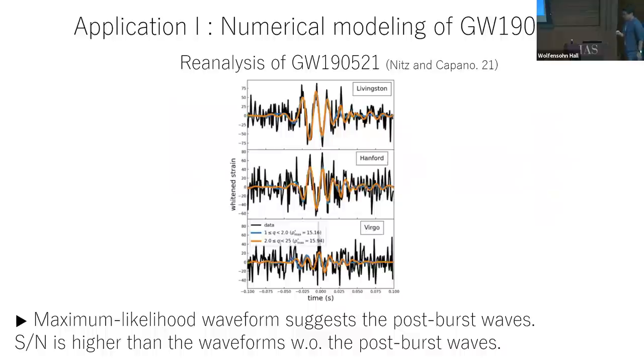The other interesting point is that the maximum likelihood waveform suggests the post-burst waveforms. Here is the waveform model. Here is the burst type waveforms. After that, you can see that they calculated the signal-to-noise ratio, and they found that the signal-to-noise ratio is slightly higher than for the waveforms without post-burst waves, which means that this signal could be real. And it's not easy to explain this kind of signal by binary black hole mergers.